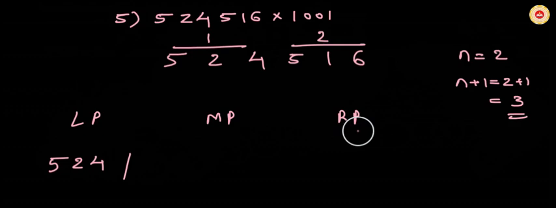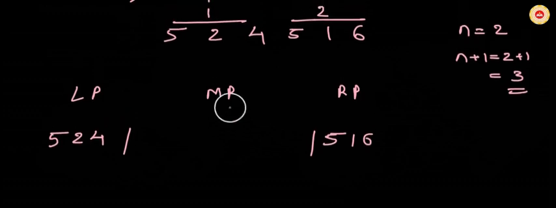What is the rightmost part of an answer? The rightmost group in the multiplicand is the rightmost part of an answer. So write 516 as it is in the rightmost part. 516. Draw a slash. Now we are going to calculate the middle part.